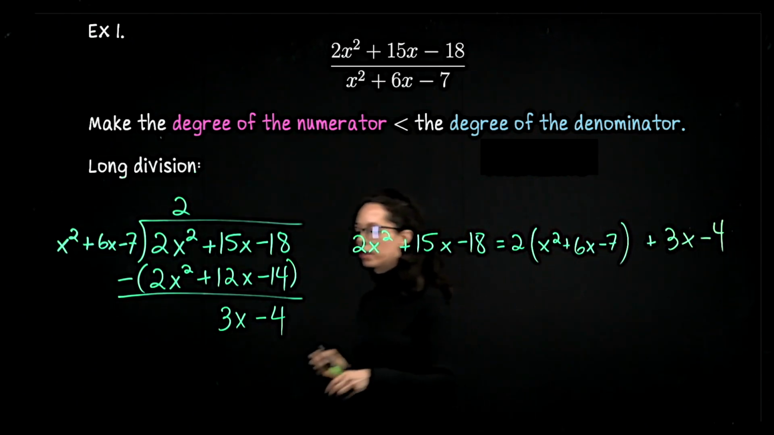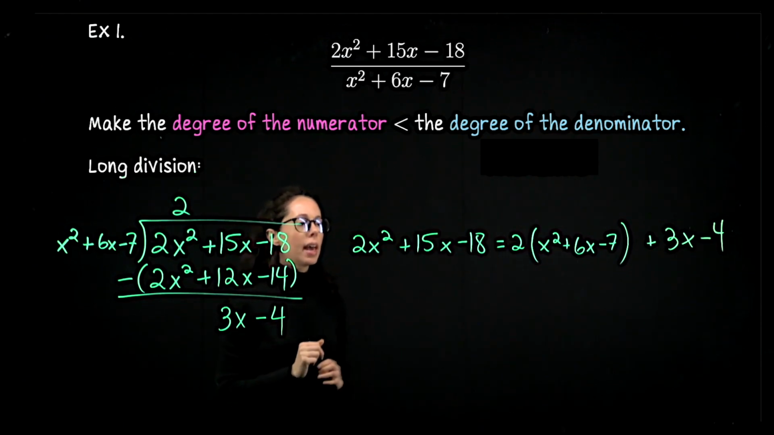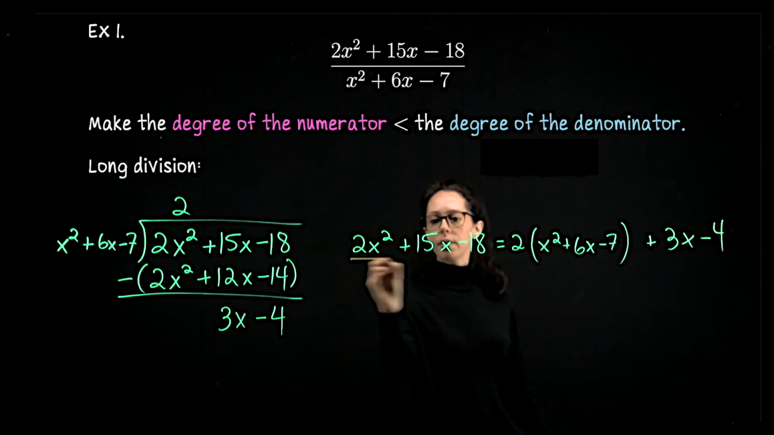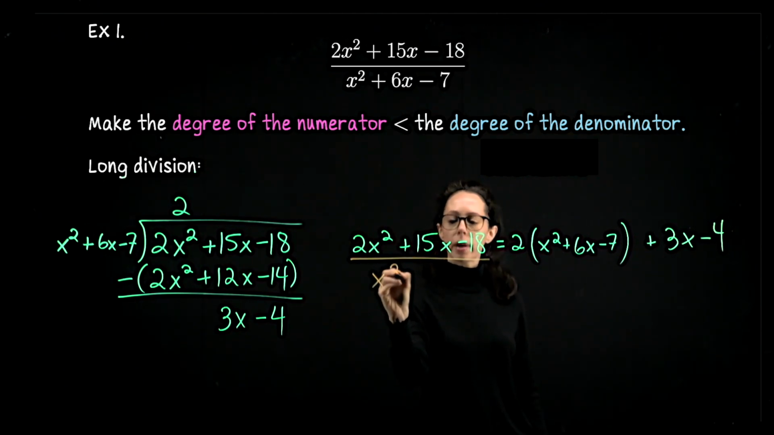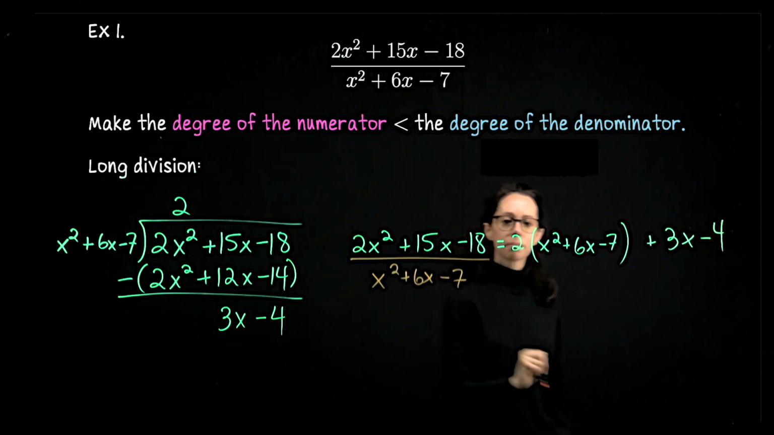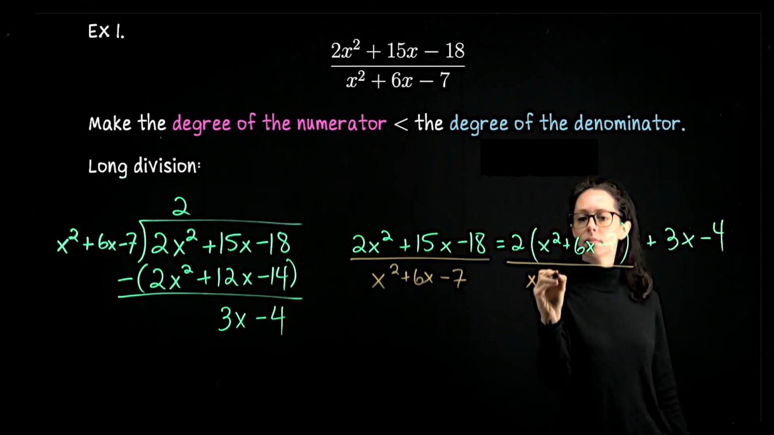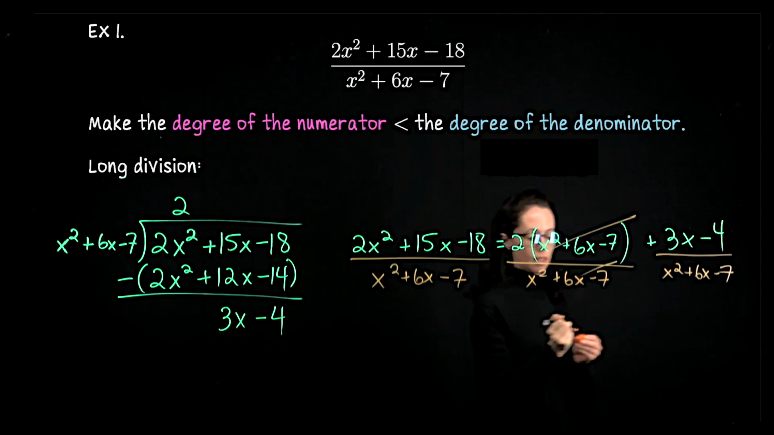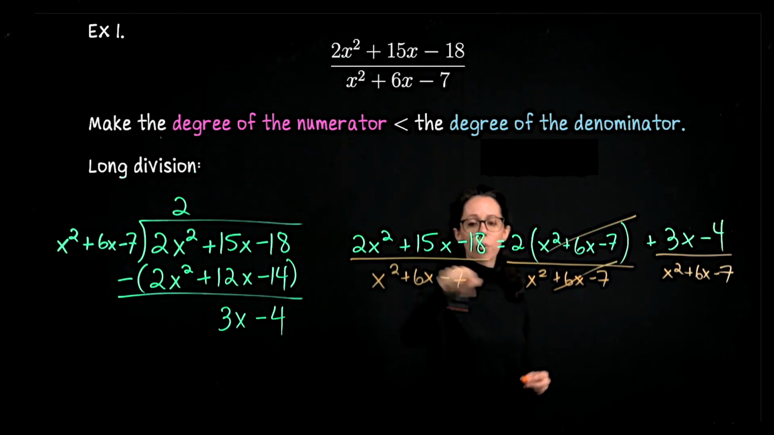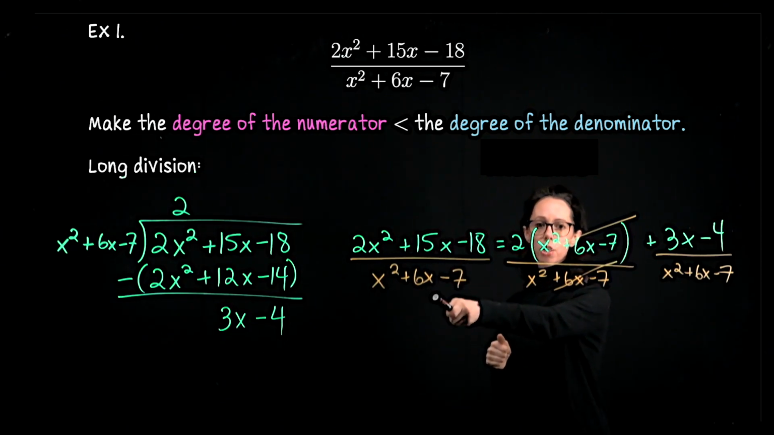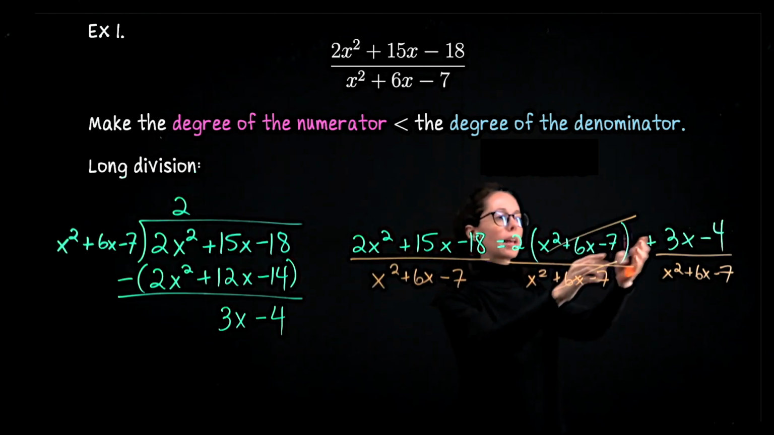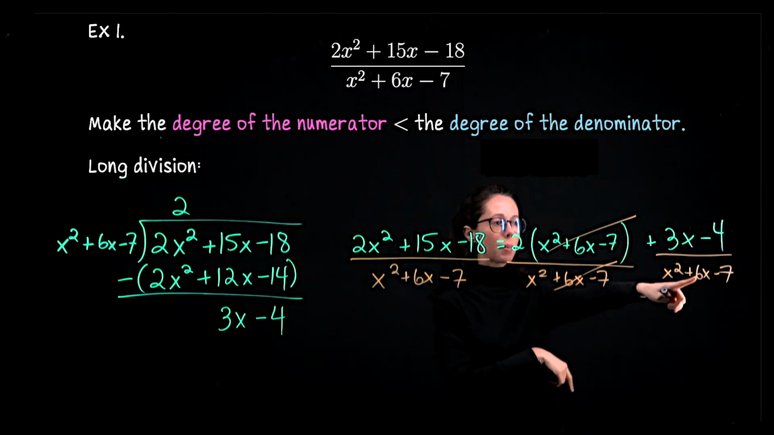Now what I could do is take this equation and divide it by x squared plus 6x minus 7. That would leave me with, let me go ahead and do that. So I'm going to divide by x squared plus 6x minus 7. These cancel. This is our original quotient. So we're now saying that our original rational function equals 2, that's this part here, plus the remainder divided by x squared plus 6x minus 7.